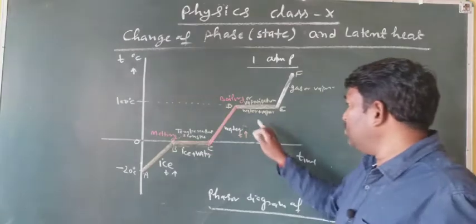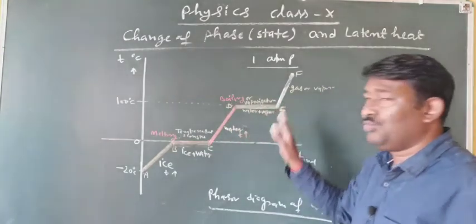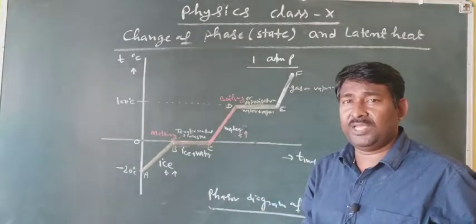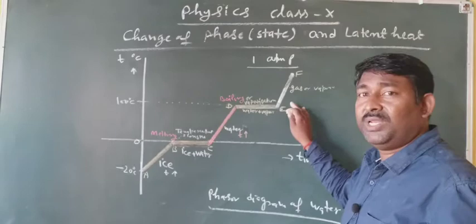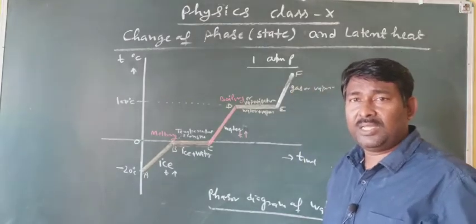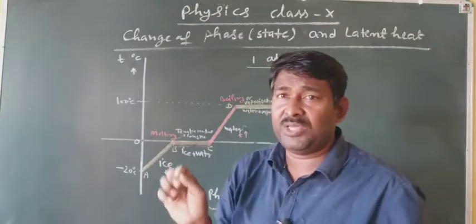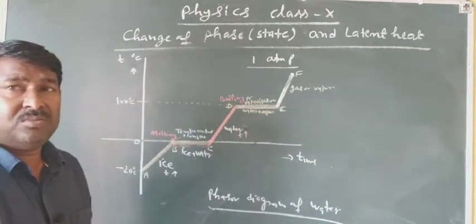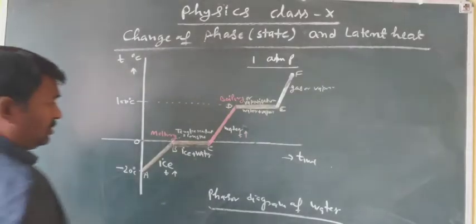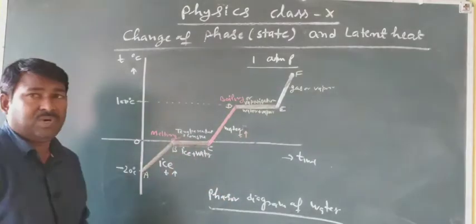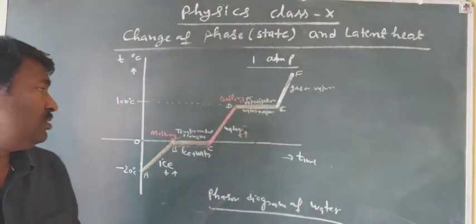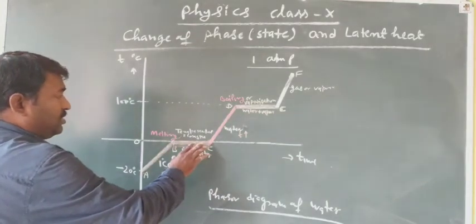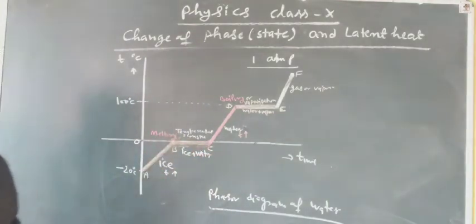Okay. Now if the total water converts into vapor, then again due to the continuous supply of heat, the temperature of the vapor will start increasing, and hence the vapor will become dry vapor. So this is the phase diagram of water. You should learn it. You should conclude that during each and every phase transition, the temperature remains constant.